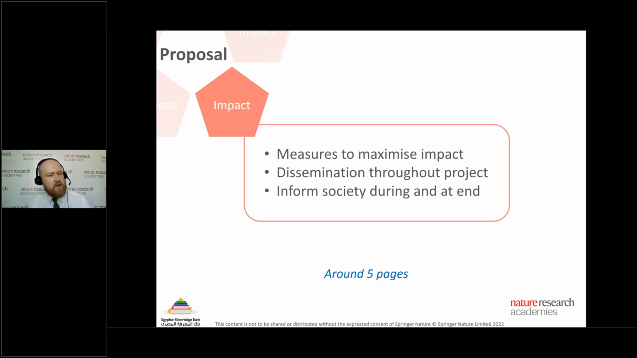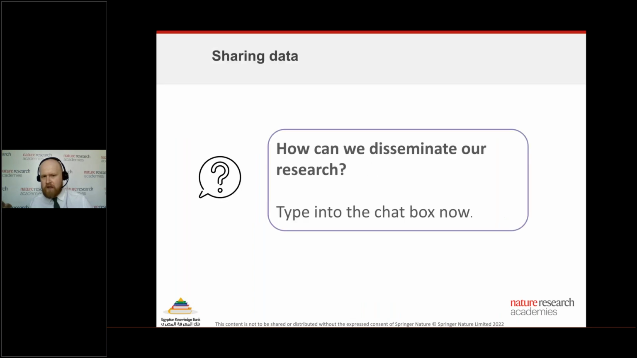Also, funders are really interested in hearing ways that you're going to inform society about your work during the course of your study, but also at the end. So your impact plan should be about 5 pages. Really, it's up to you to think about how you're going to disseminate your work.